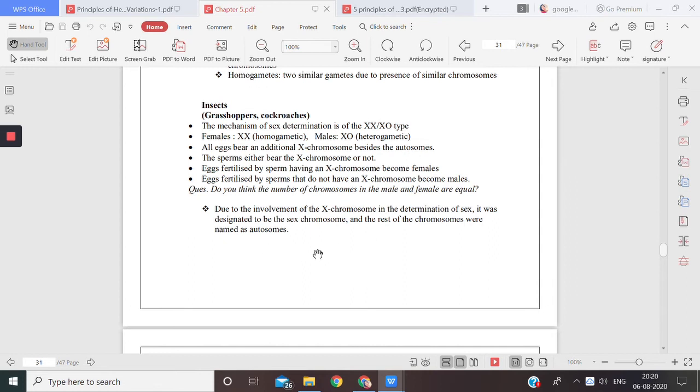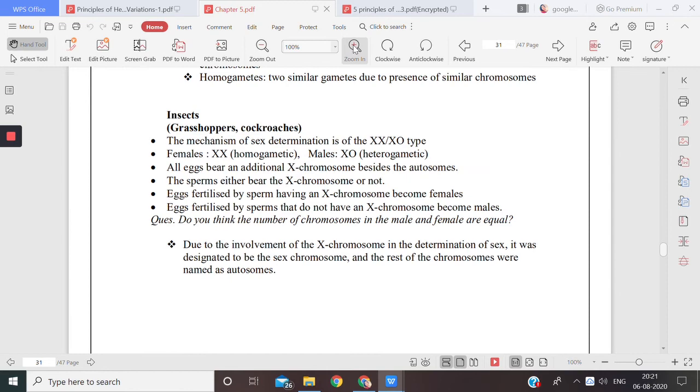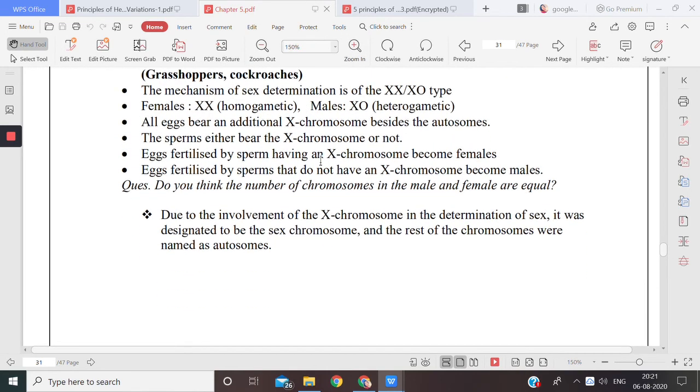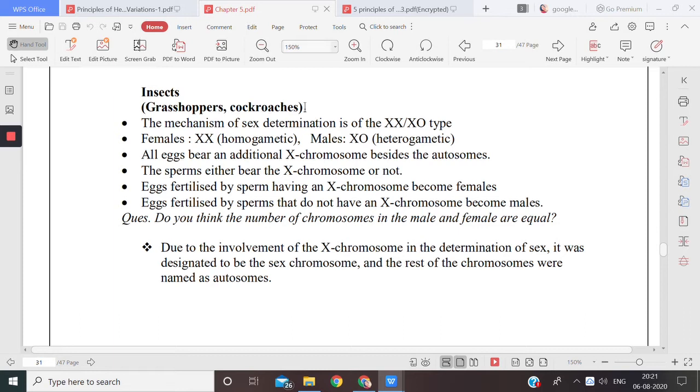Now, when you are supposed to write down the notes, how are you going to write it down? Just see. Insects: we have taken two examples, grasshoppers and cockroaches. Let me zoom in a bit so that it is clearer. The mechanism of sex determination is of the XX and XO type, as I showed you in the diagram also. Females are homogametic because both gametes have the same chromosomes, whereas males are heterogametic because one is X and the other has no chromosome.